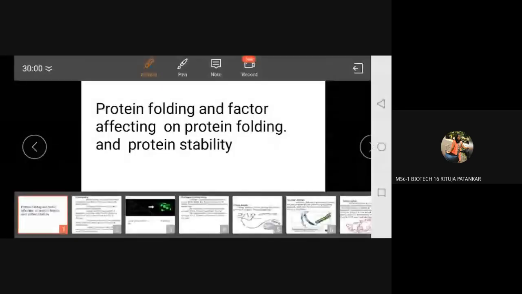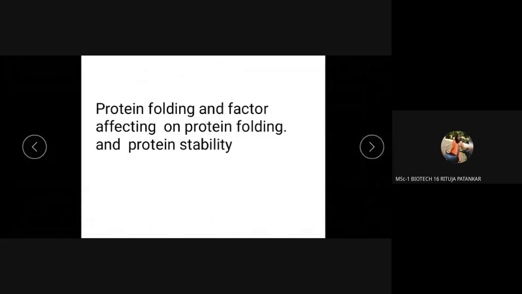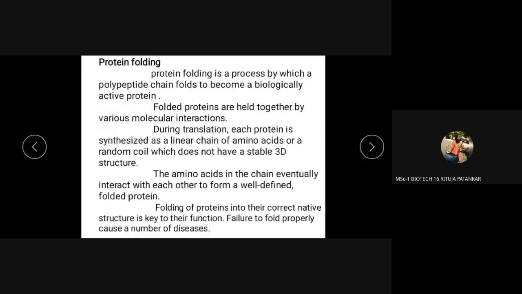Good morning. Today I will be talking about protein folding and factors affecting protein folding and protein stability. In the first slide, protein folding. Protein folding is a process by which a polypeptide chain is folded and becomes a biologically active protein. Proteins are held together by various molecular interactions. Those interactions have two types, covalent and non-covalent. Non-covalent are weakly bonded, and covalent are strongly bonded interactions.